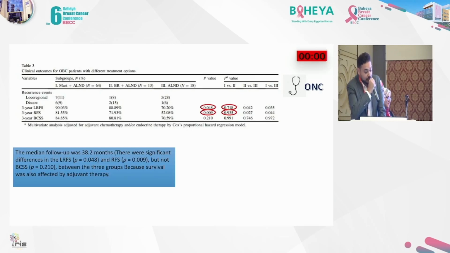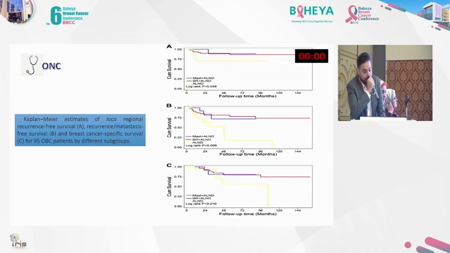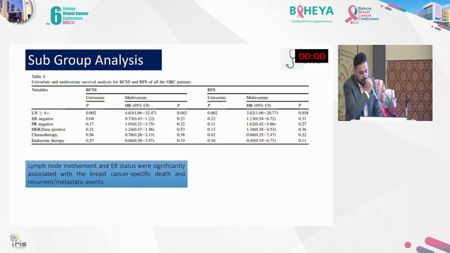There was a significant difference between patients who did local treatment versus observation, and no difference between whole breast irradiation and mastectomy. Here you can see from the Kaplan-Meier curve, the yellow line representing the observation, and there was a significant difference in local failure regarding relapse-free survival, breast cancer-specific survival, and local relapse-free survival.